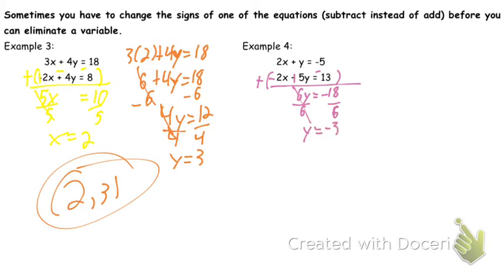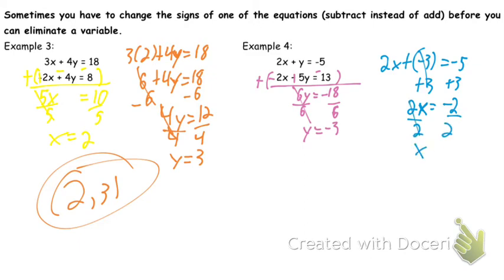Not quite done. We got to plug it back in. Which equation do you want to plug it into? Top. I'd probably pick the top one as well. Smaller numbers. 2x plus negative 3 equals negative 5. How do I get rid of a negative 3? Adding 3. Very good, Maddie. Negative 3 plus 3 is 0. 2x equals, what's negative 5 plus 3? Negative 2. Divided by 2. What is negative 2 divided by 2? 0. Negative 1. Not 0.